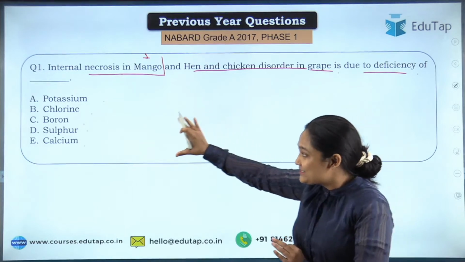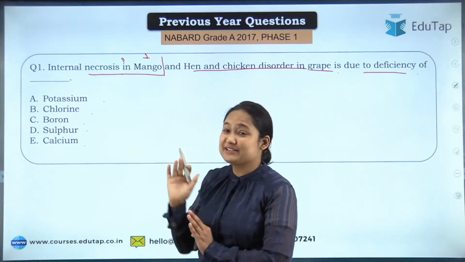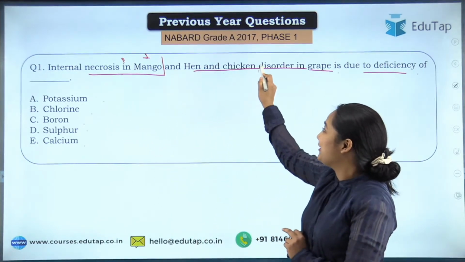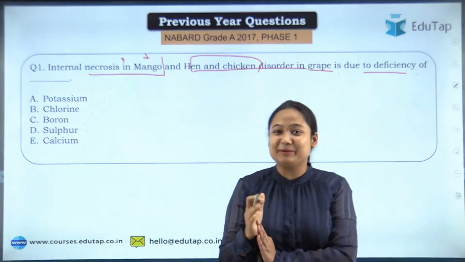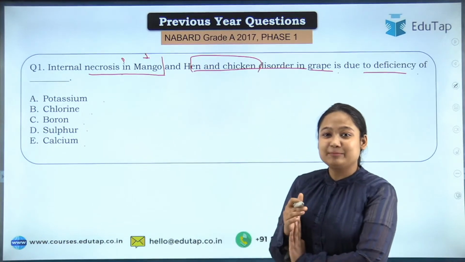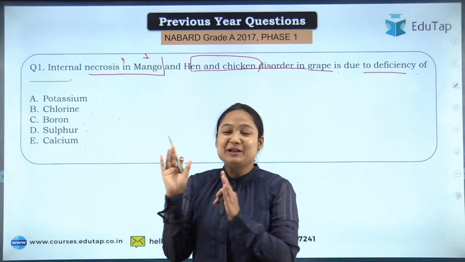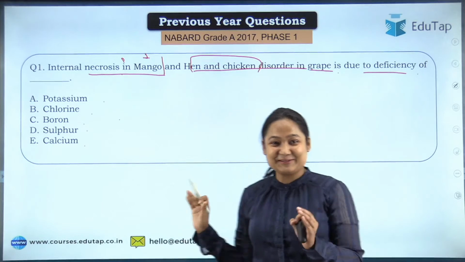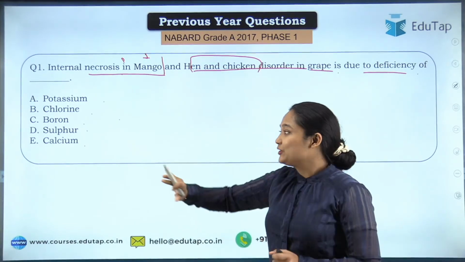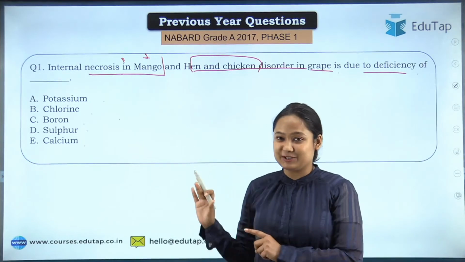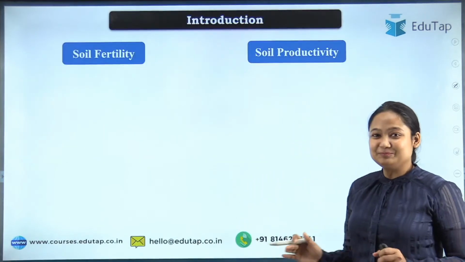What are these nutrients? What are these deficiencies we are talking about? What is this hen and chicken, and why are we discussing this in agriculture? We will talk about all of that. Some people have attempted the question, and Puneet and Nilesh said boron. We will know if they are right once we discuss this topic, and I want all of you joining us to answer the question once we have discussed the topic. So let's start our class now.